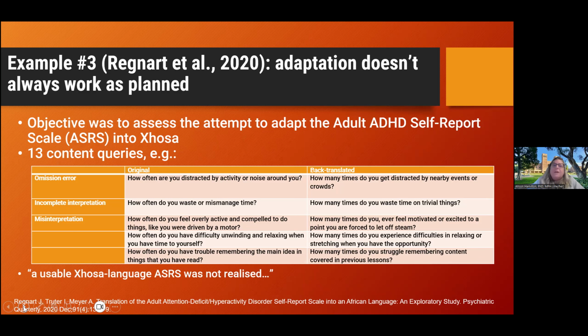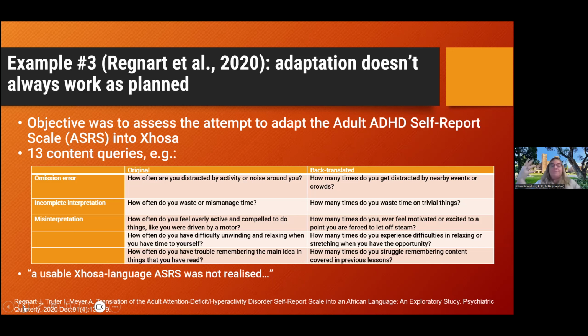So what they show here, after multiple attempts to adapt this measure, you can see that there are a few different types of errors. For example, an omission error. So the original item was, how often are you distracted by activity or noise around you? The back translated version was, how many times do you get distracted by nearby events or crowds? An incomplete interpretation, from how often do you waste or mismanage time to how many times do you waste time on trivial things. Like, they sound potentially sort of in the same ballpark, but when we really think about meaning and then what are we going to do in relation to what we think we're learning from these items and from this measure, is it really the same?